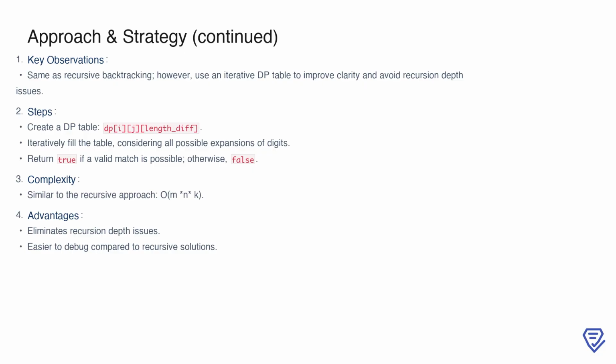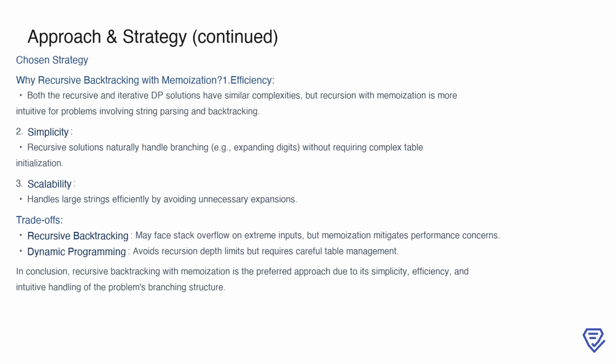The time and space complexities of this approach are similar to the recursive method, at O(M*N*K). However, dynamic programming offers certain advantages. It eliminates recursion depth issues, making it more robust for extreme inputs. Additionally, the iterative structure of DP can be easier to debug, as the progression of the solution is clearly laid out in the table. Despite these benefits, managing the DP table introduces its own complexities, particularly in terms of initialization and bookkeeping. After evaluating both optimized strategies, the chosen approach is recursive backtracking with memoization.